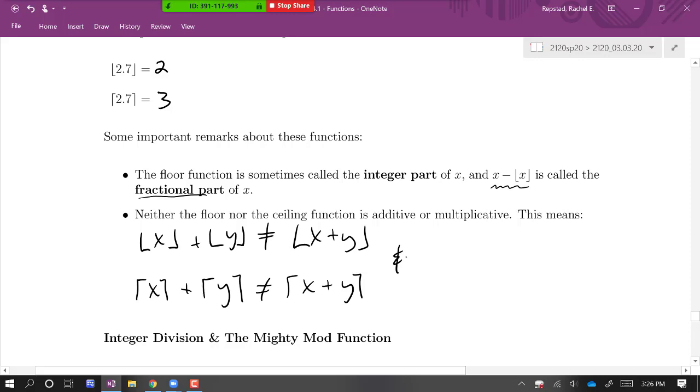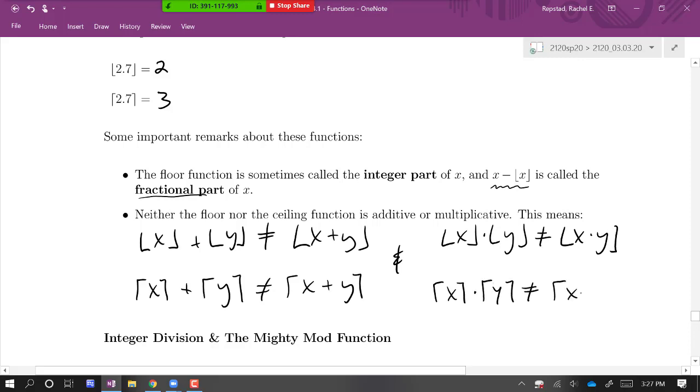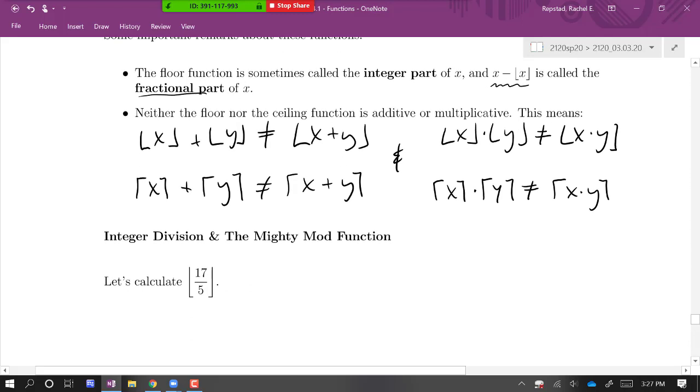And they're not multiplicative either, so the floor of x times the floor of y is in general not equal to the floor of x times y. Same goes for the ceiling. And one nice application of the floor function is how we build the mod function. So let's look at an example.